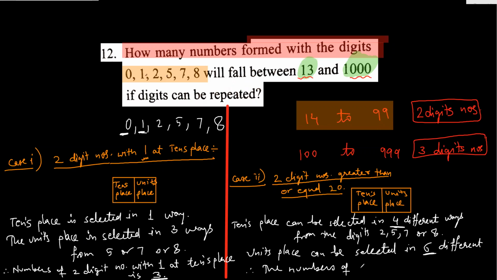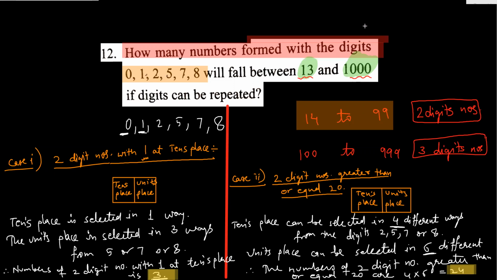numbers of two-digit number greater than or equal to 20 are how many? See, 4 into 6, that is equal to 24. That is 24, my dear student. 24. Got that? So you will see, you have to add 3 to 24, so 27.